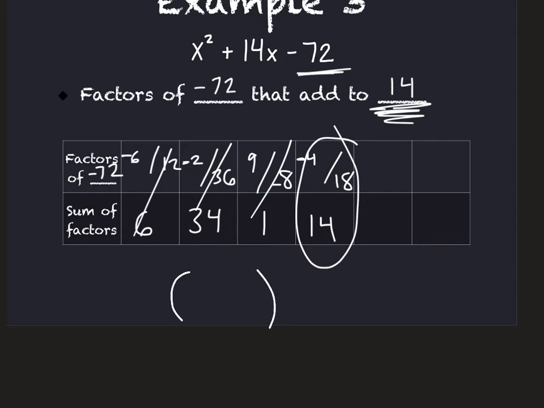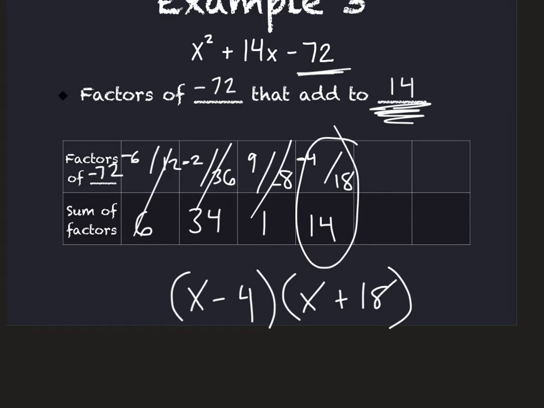So we're going to draw our parentheses. What goes first in our parentheses? X. And then what? Plus what? Negative 4. So the sign goes with it. So if we put the negative 4 first, we would just do x minus 4 because we don't need the plus negative 4. Just put x minus 4. And then x, what comes next? X plus 18.